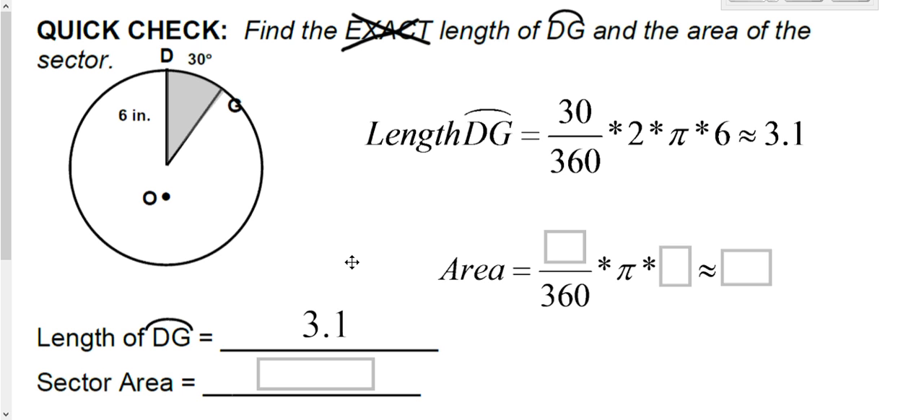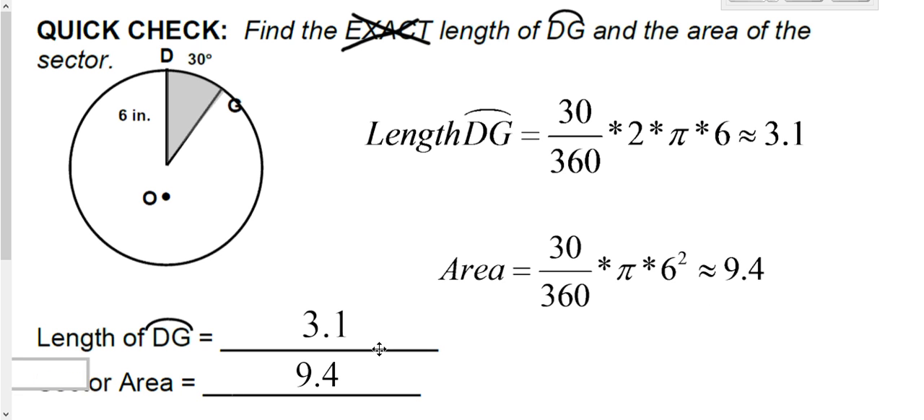Now the area, we still start with the same fraction, the same fraction of the circle, 30 degrees out of 360. Then times the area, pi times the radius squared, which is approximately 9.4. Okay, not too tough. A fraction of the whole circumference for length. A fraction of the whole area for area of the sector. How do we get the fraction? Measure of the arc or central angle divided by 360, the whole circle.